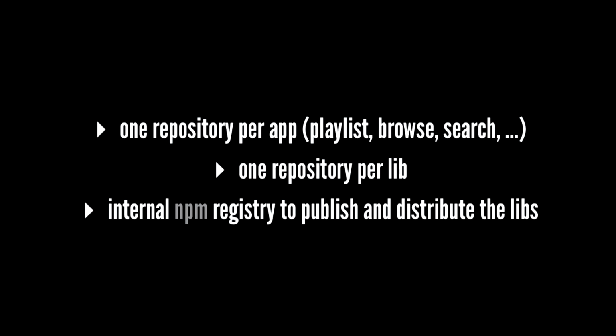So we had all those apps, and we had one repository per app: playlist, browse, everything in its own repository. We had one repository per library, so we had some libraries internally, such as our UI library that has CSS and how buttons look, and templates and things like that. We have another library that does the parsing of Spotify internal URIs and things like that. And we had an instance of an internal NPM registry to distribute these libraries. So it seems pretty standard, but no, it didn't work for us, which can also be surprising for some people.